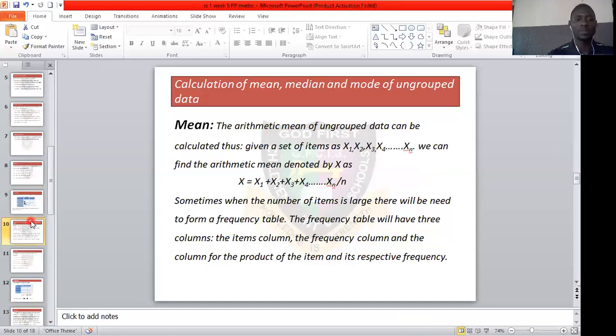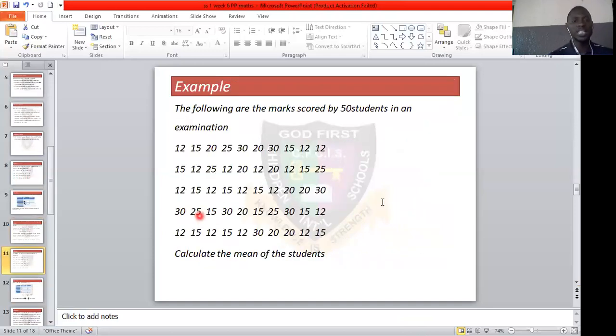Look at this example now. This is the raw data, the collection of raw data. Calculate the mean of the students' marks. The following are the marks scored by 50 students. You can see 1, 2, 3, 4, 5, 6, 7, 8, 9, 10, and so on. These are 50 marks for 50 students.